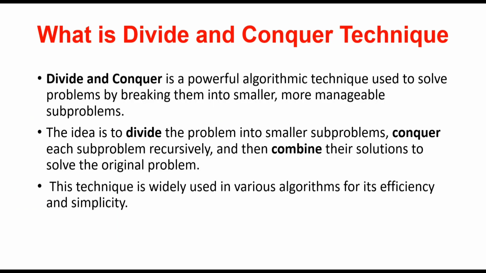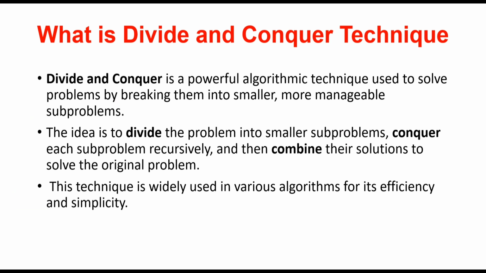In this tutorial, we will learn about divide and conquer, a problem-solving technique. Divide and conquer is a powerful algorithmic technique used to solve problems by breaking them into smaller, more manageable subproblems. The idea is to divide the problem into smaller problems, conquer each subproblem recursively, and then combine their solutions to solve the original problem. This technique is widely used in various algorithms for its efficiency and simplicity.